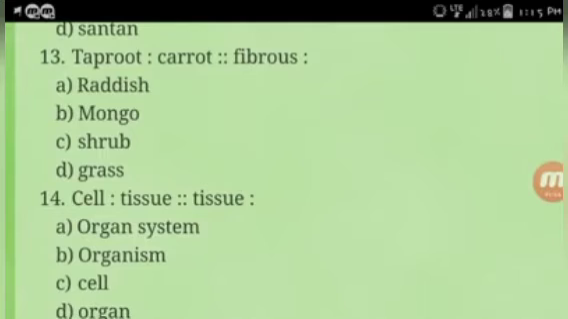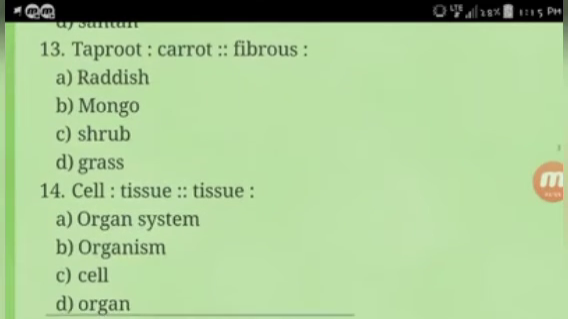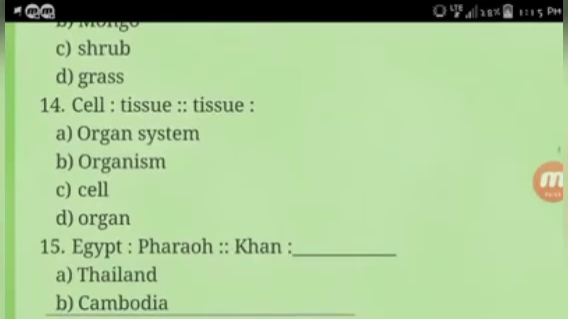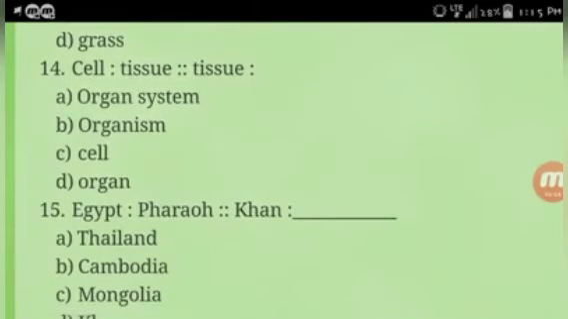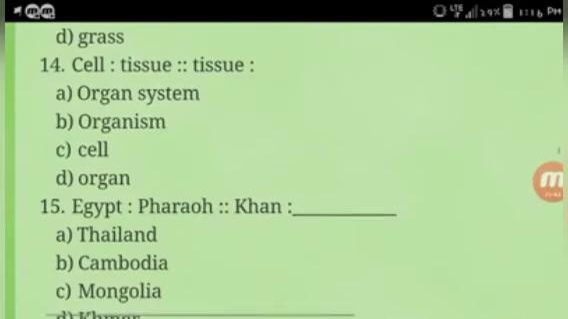In the taproot, there's one big root before the small roots, and the fibrous roots are roots that are of the same sizes. So fibrous roots is letter D, grass. Next, cell, tissue, and tissue is organ. In the hierarchical organization that I discussed in one of my videos, you can see it there.